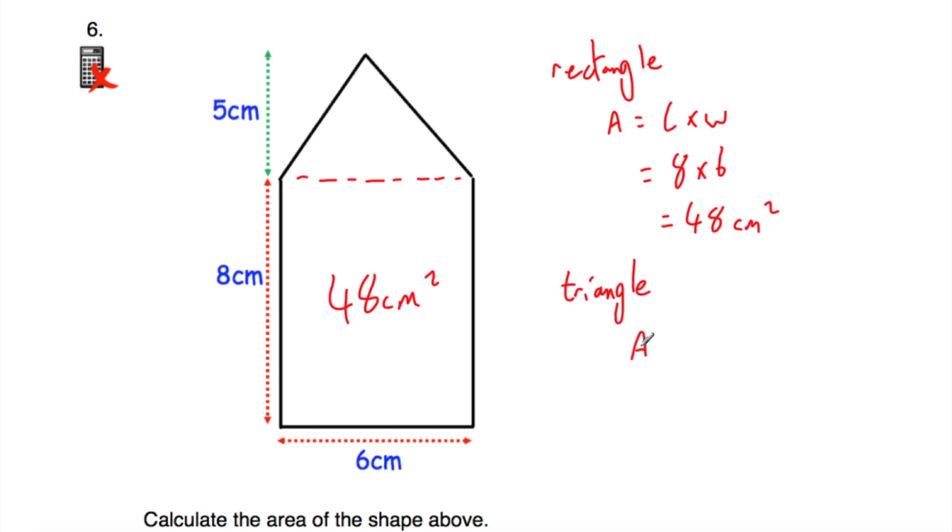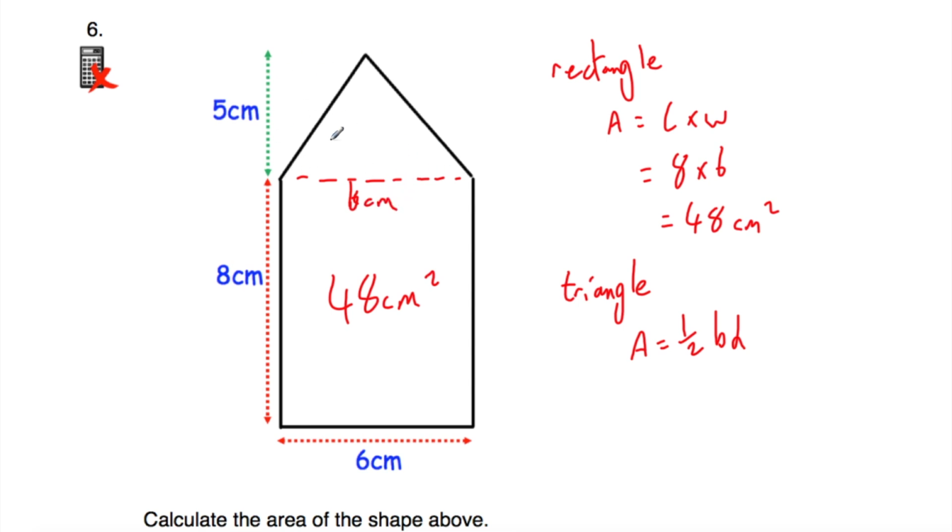The area of a triangle is equal to half the base times the height. Now in terms of this triangle, we've got the perpendicular height, that's equal to 5 centimeters. And in terms of its base, if we have a look at the base of this triangle, it's going to be the same as this length, so that's 6 centimeters, the length of the base.